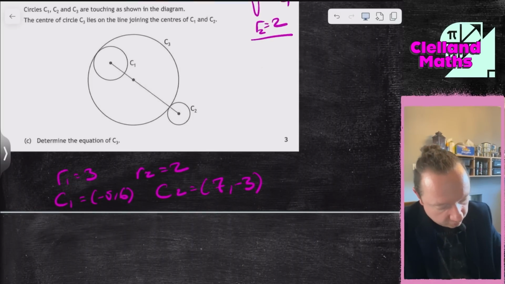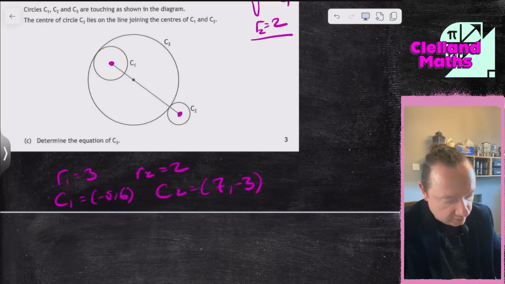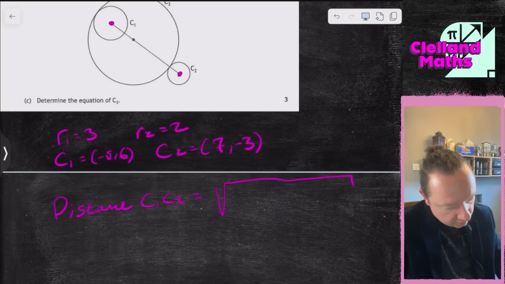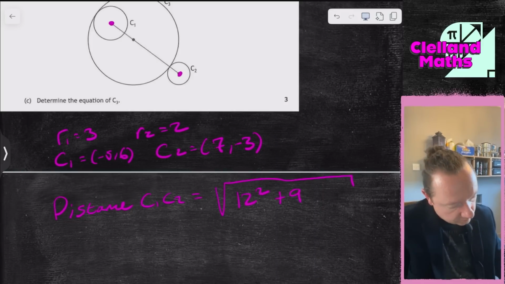So let's just shove some stuff on here. I need the centre and I need the radius of this, okay? So the first thing I'm going to do is try and work out the radius by looking at the distance between C1 and C2, because I've got two centres. So the distance of C1 to C2, distance formula of Pythagoras: you've got 7 and minus 5, the difference between them is 12. And then you've got 6 and minus 3, the difference between them is 9.